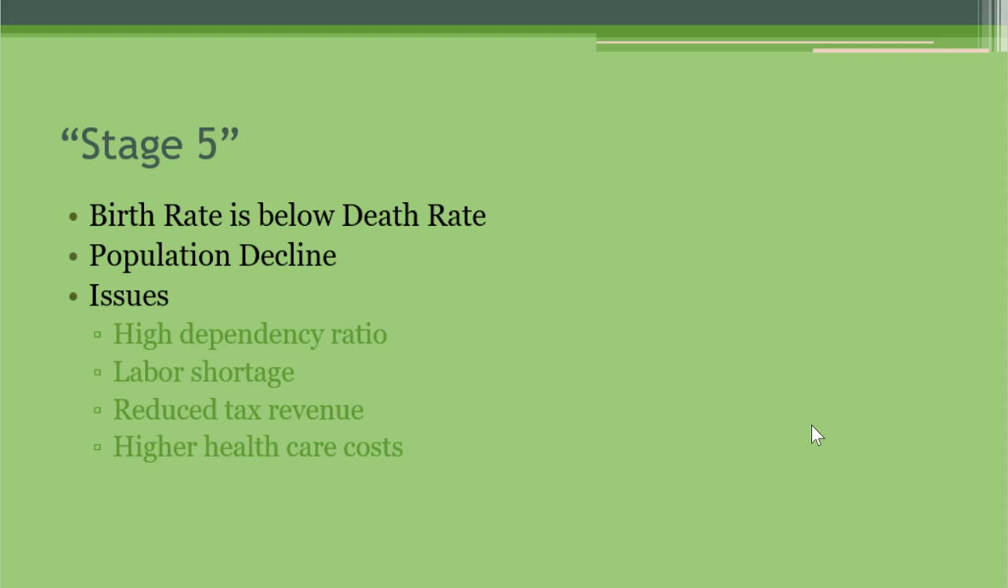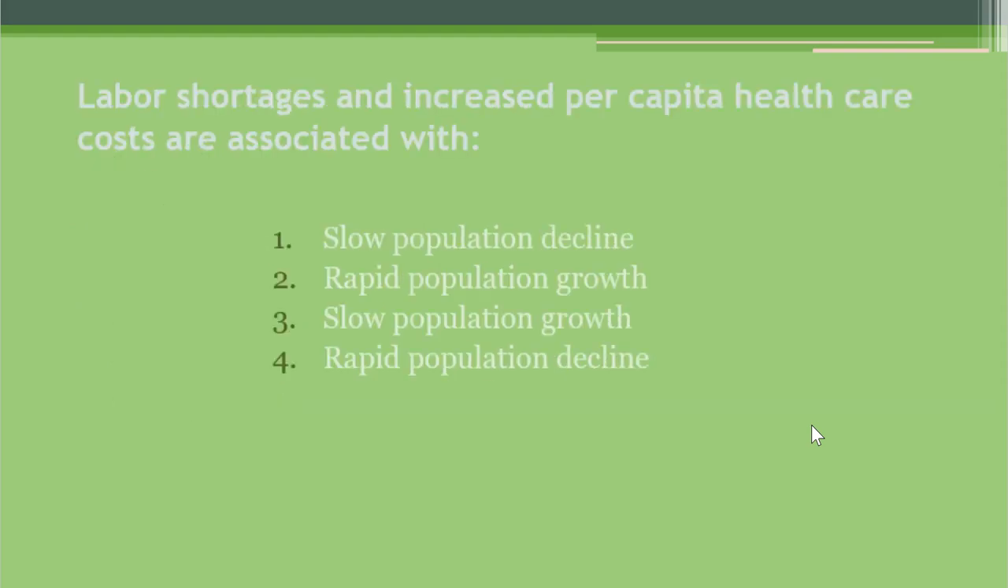But this is an interesting thing, this sort of stage 5. Okay, so labor shortages and increased per capita healthcare costs are associated with, just for review, rapid population decline. When you have rapid population decline, you have labor shortages and increased per capita health care. Now, really slow population decline, that can happen, but you can kind of compensate for that. But when you have that total fertility rate that cuts down so low, that causes real problems.